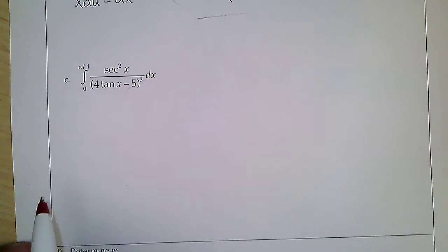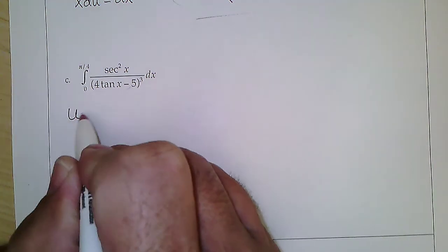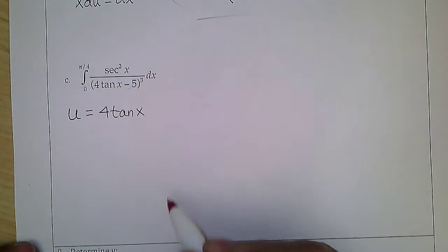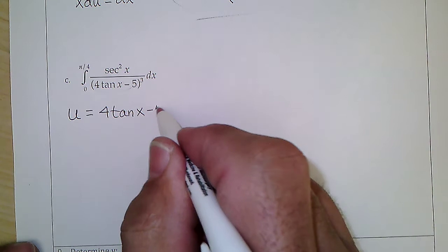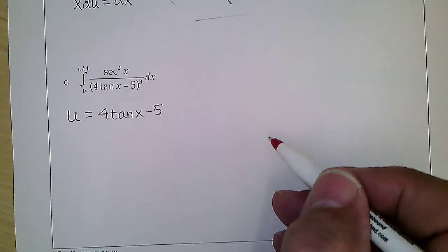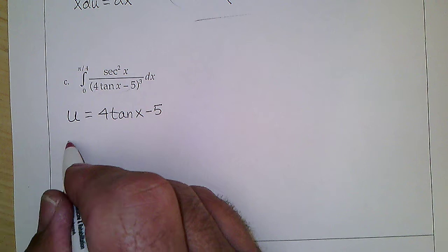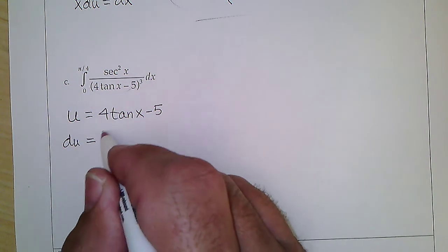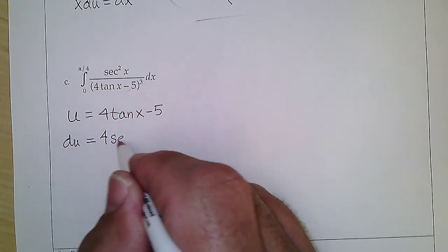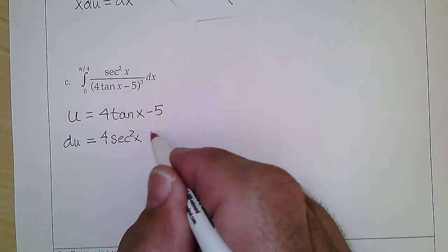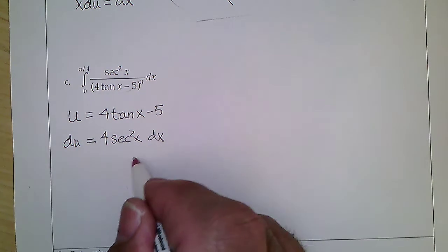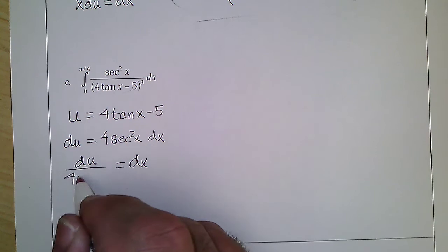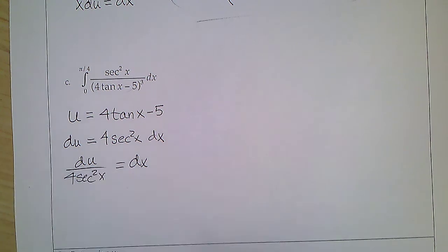The mess is that denominator. So I'm going to let u equal 4 tangent x, and the minus 5 is not going to hurt to include it. In fact, it's probably better to do that, because then when I take the derivative, du, the 5 isn't important, and it becomes 4 times the derivative of tangent x, which is secant squared x, dx. So dx is equal to du over 4 secant squared x.